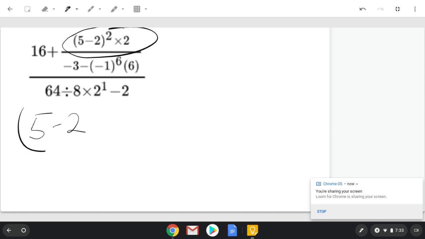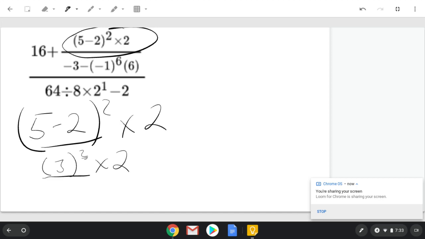5 minus 2 squared times 2. Parentheses first. So we've got 3 squared times 2. Well, before we do the multiplication, we have to do the exponents. So 3 squared is 3 times 3. That's 9 times 2, which is 18. All right. Next, let's do the denominator.